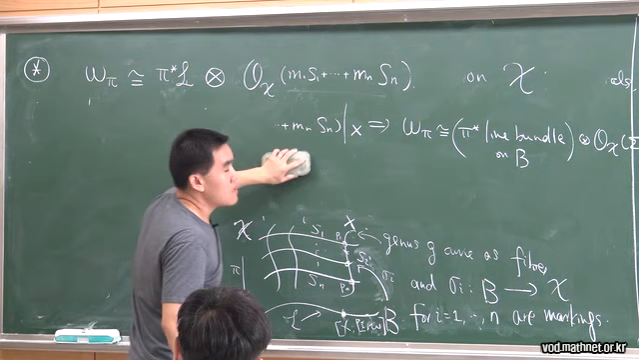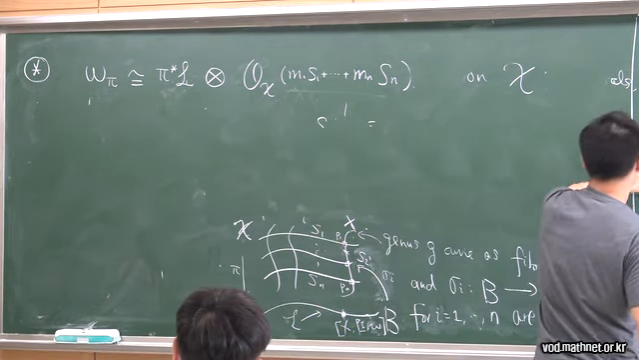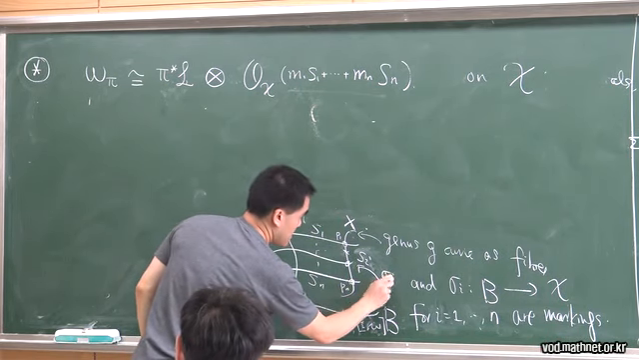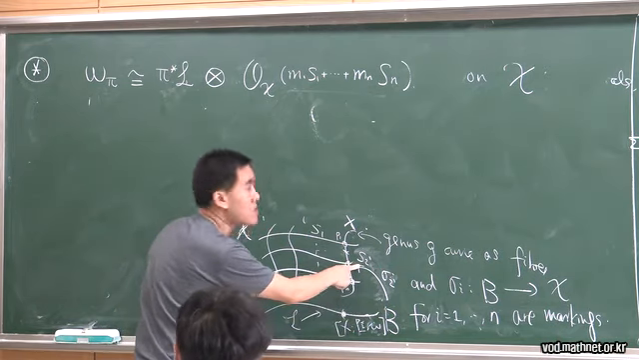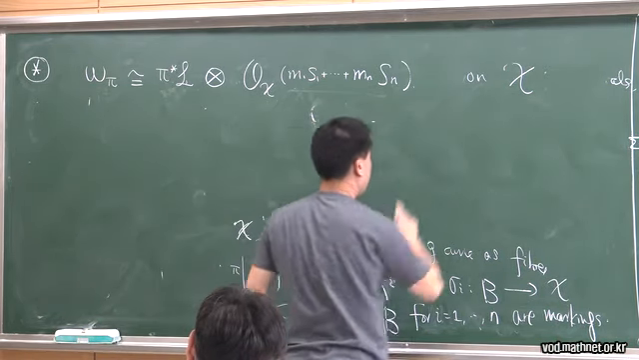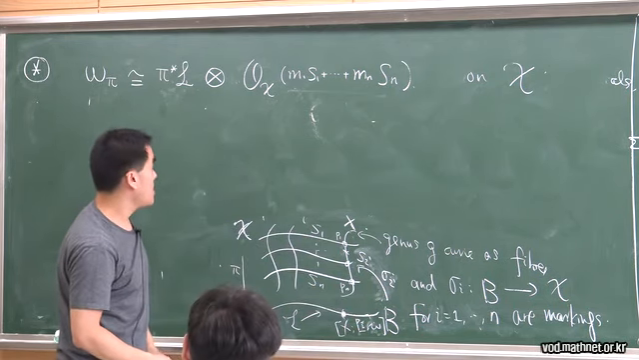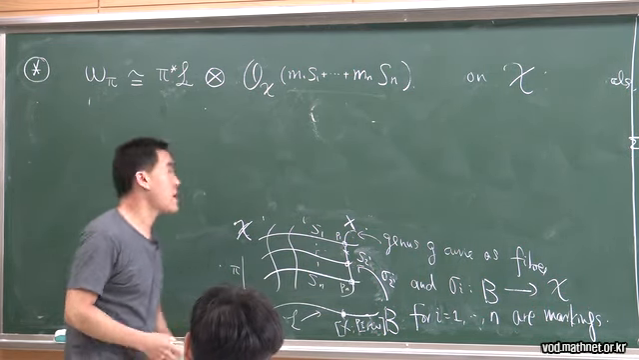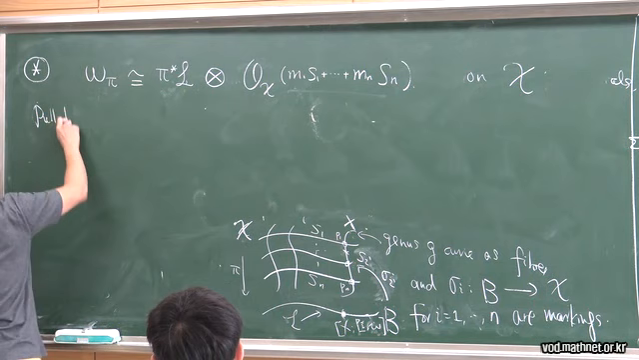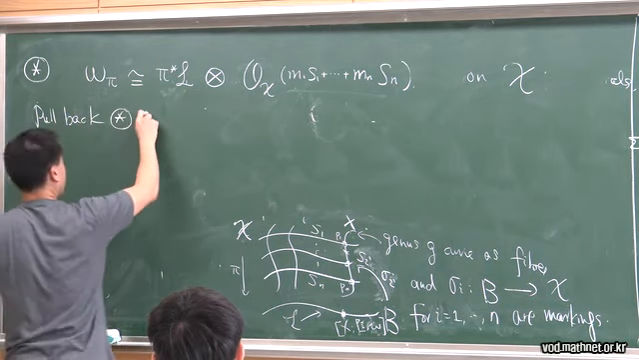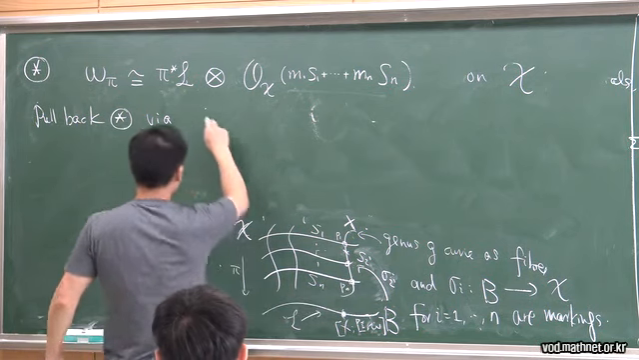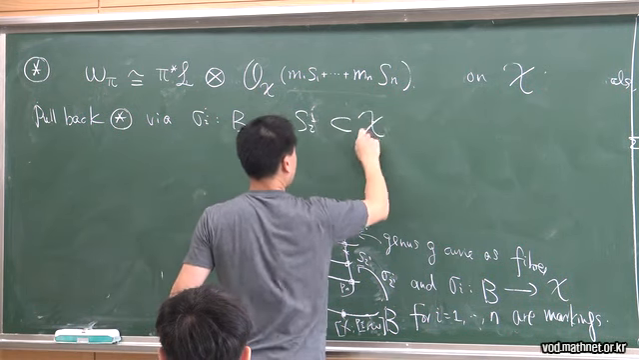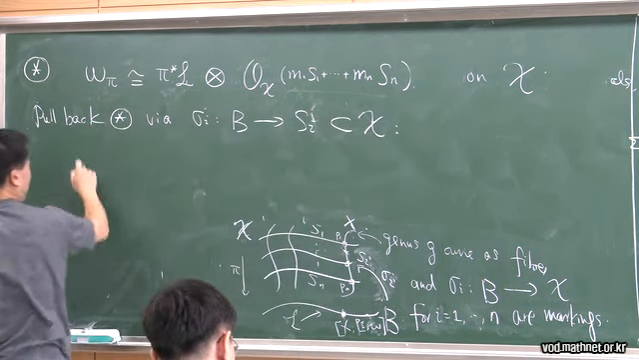Once I have that, I can do something. Because I also have this map sigma i from B to Si, I have a line bundle relation which holds on X, the total surface. Again, I can pull back this relation to the base B via each sigma i, and let's see what we get. So pull this relation, the star relation, back via the map sigma i from B to Si, which sits inside X. Let's see what I get.